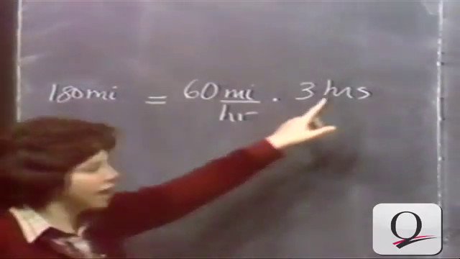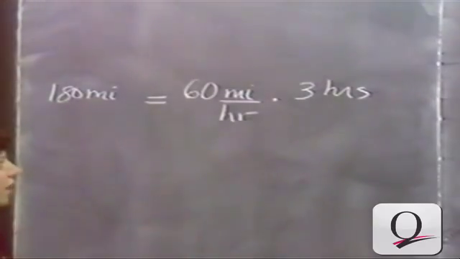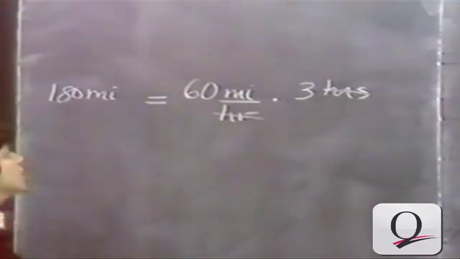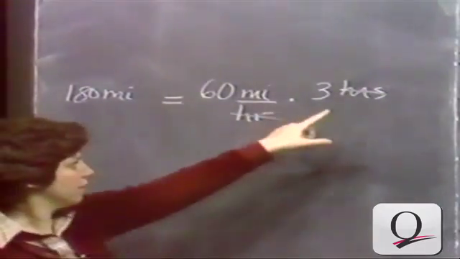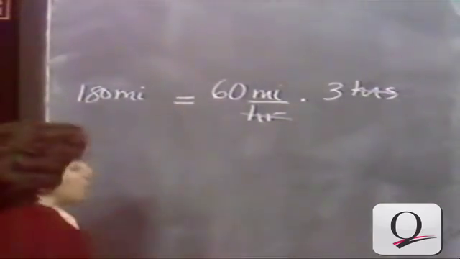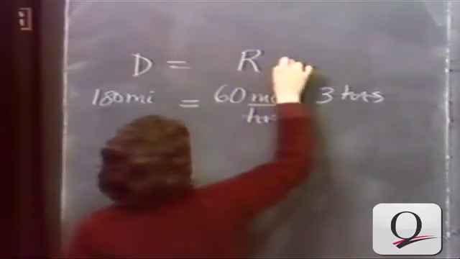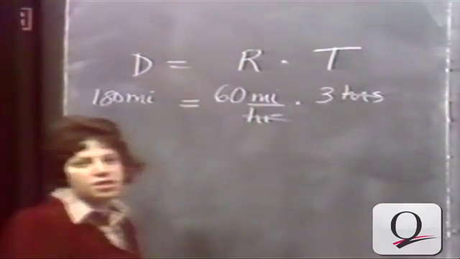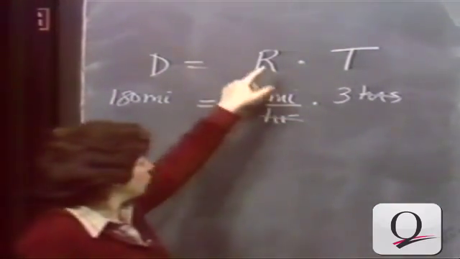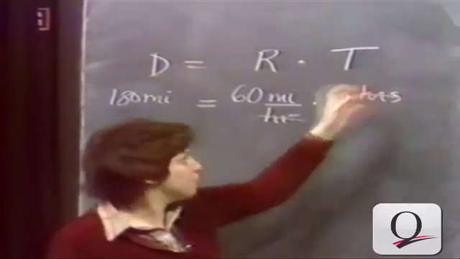You're traveling for 3 hours at 60 miles per hour. You cover 180 miles. Notice that the units cancel out, and the final answer is in miles. This is an example of the basic formula for distance problems, which is that d is equal to r times t. Distance is rate times time. The distance that you travel is equal to the rate that you're going at times the time you're traveling at that rate.